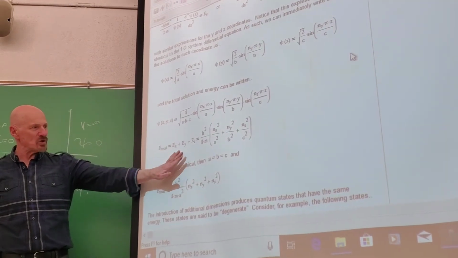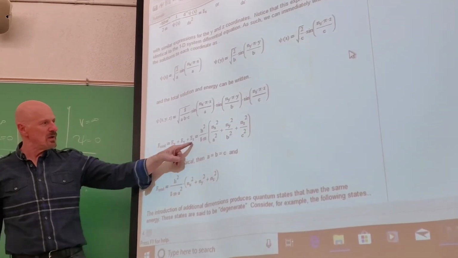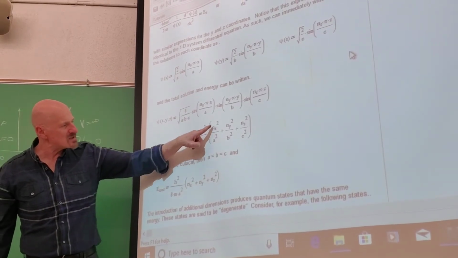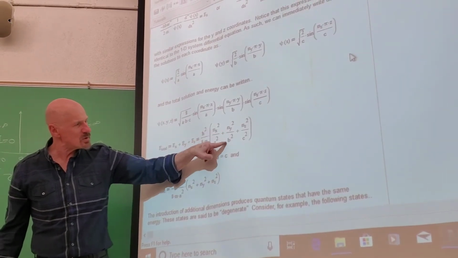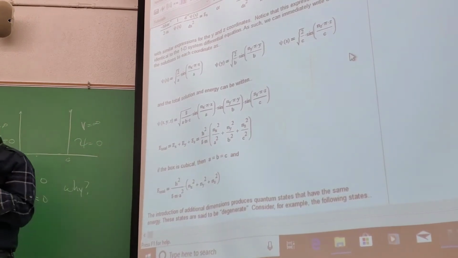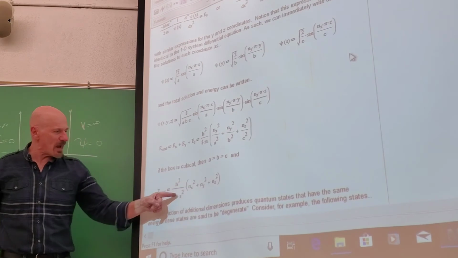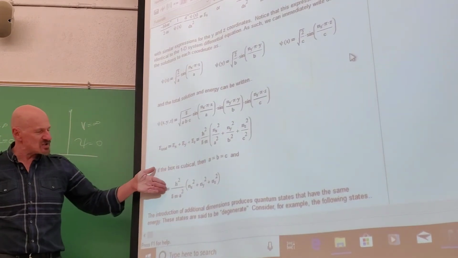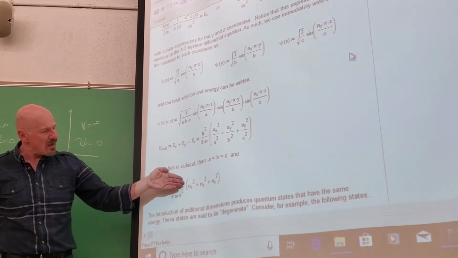So the total energy, if I extract out the h squared over 8m, I have nx squared over a squared, ny squared over b squared, and nz squared over c squared. Or if the box is cubical, I will extract out the a, b, and c as the same value. So I have h squared over 8m a squared, then I have nx squared, ny squared, and nz squared.